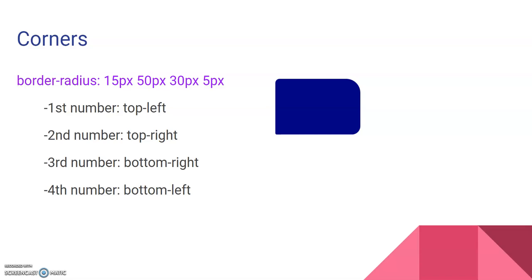Okay, so here we have an example using the shorthand property border radius, and I've listed 4 numbers here. The first number, 15 pixels, applies to the top left corner. The second number applies to the top right. The third number applies to the lower right, and the last number applies to the lower left.